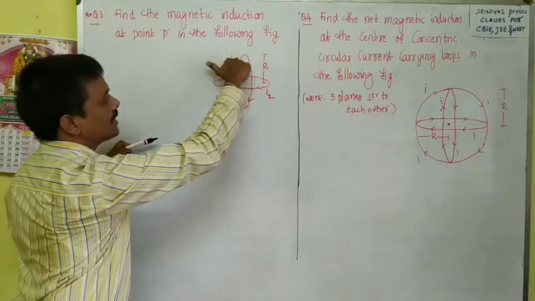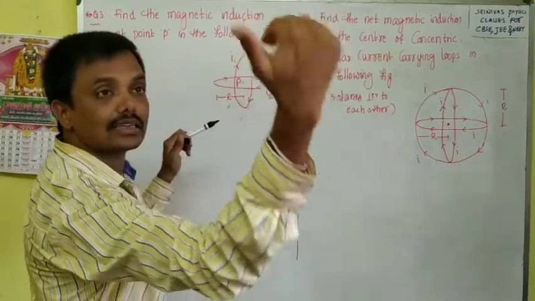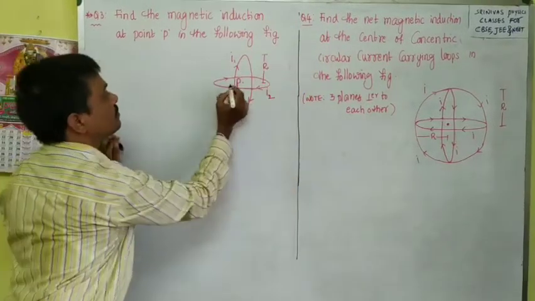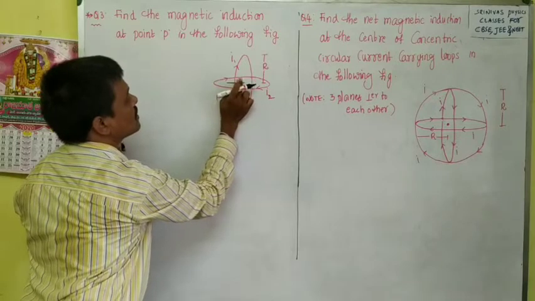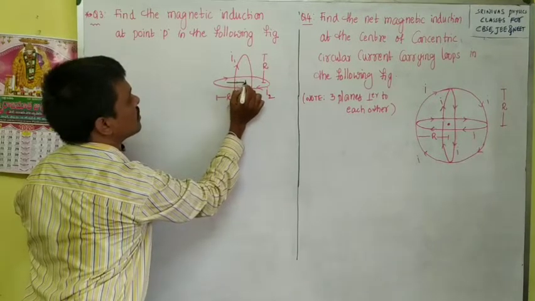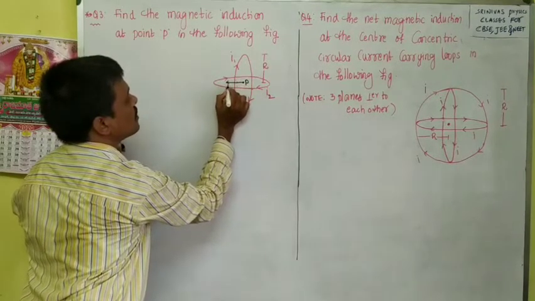Actually it is appearing like this, right? That's why it will be on the left side. This is the point P. This is B1.